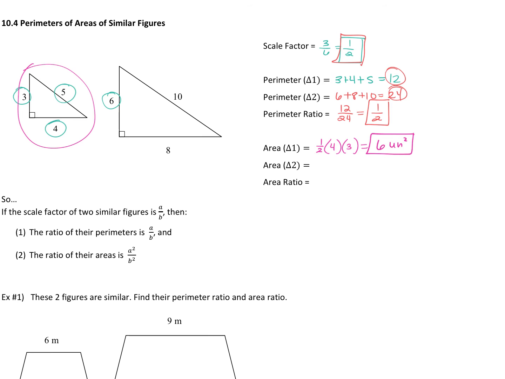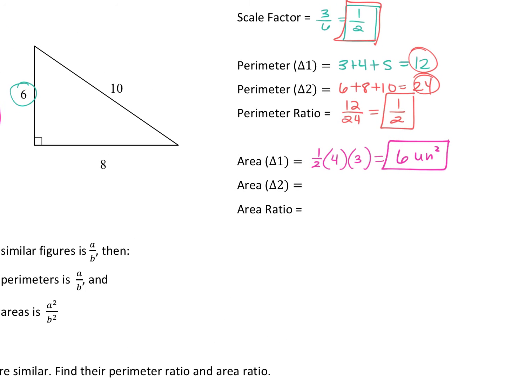Okay, now look at the second triangle. What's the area of that triangle? 1/2 times 8 times 6 is 24 square units. So the ratio of their areas, the comparison of those two areas, would be 6 to 24. What is 6 to 24? 1 to 4.